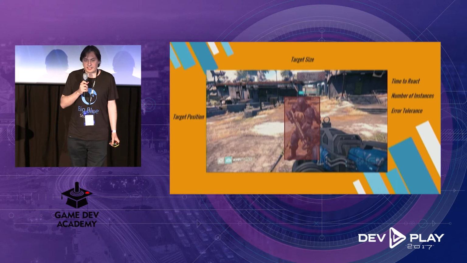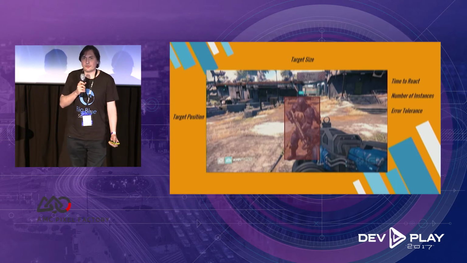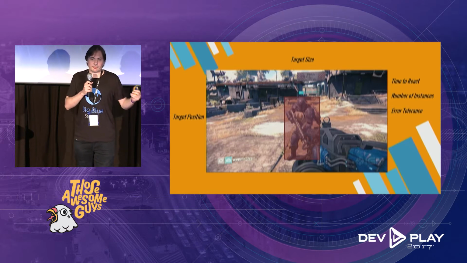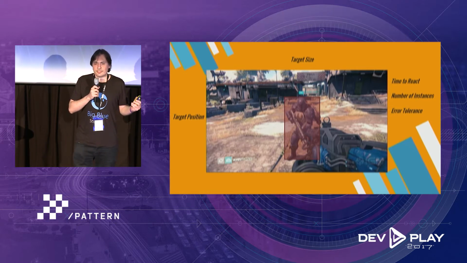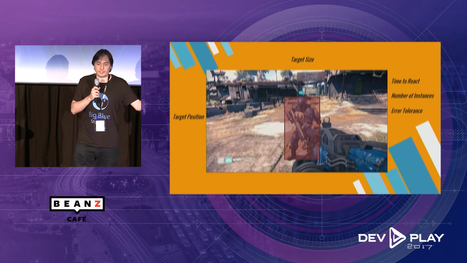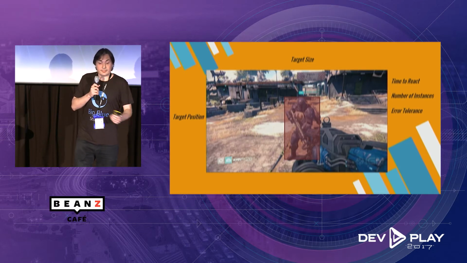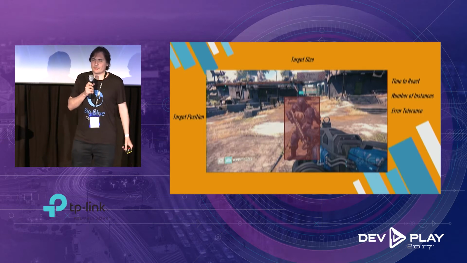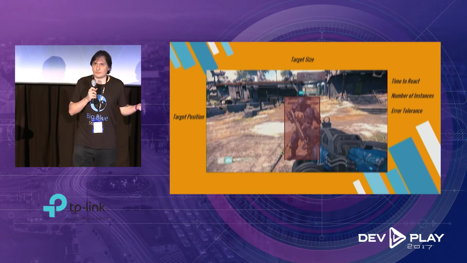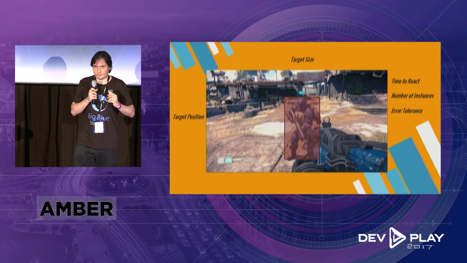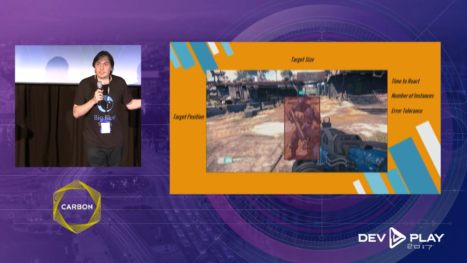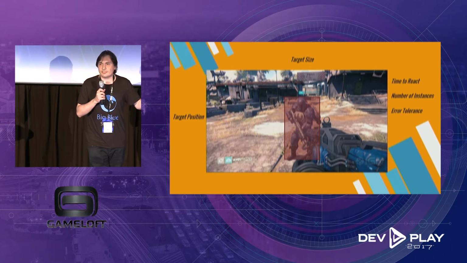Now, target size is determined by how close the object is to the player, to the camera. Logical. Target position is how it is placed according, again, to the main view. If it's on the side, it will be more difficult. And apart from that, you also have your time to react, which means how quick you have to be before it shoots you.